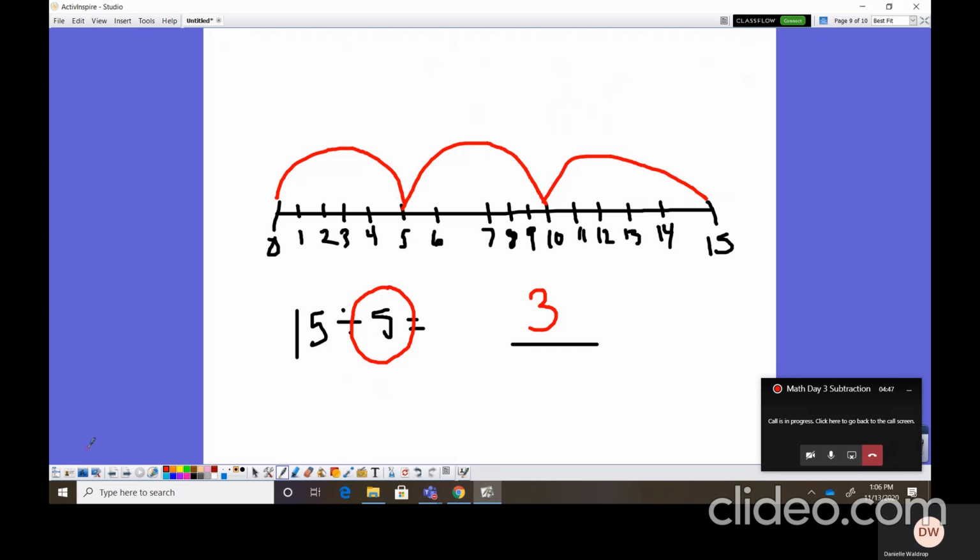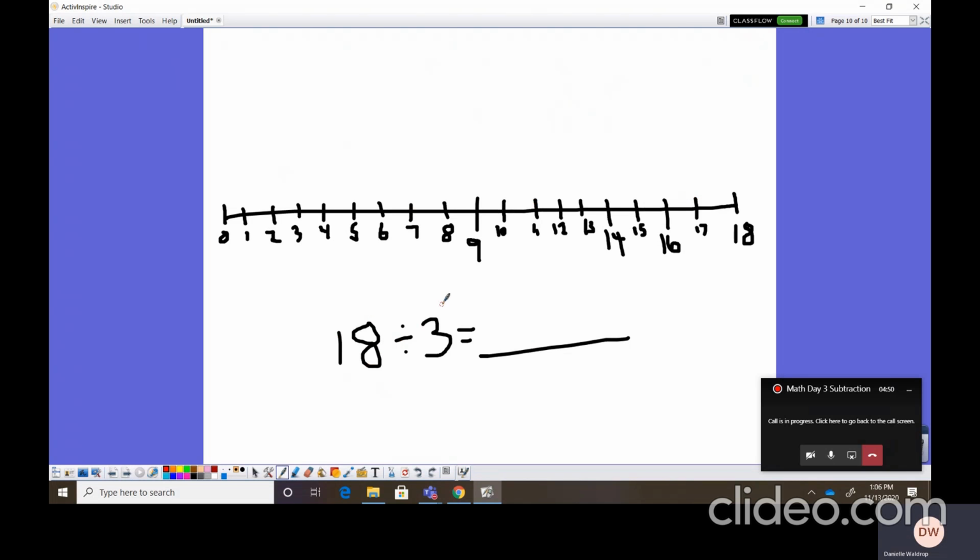Okay. Number 4, 18 divided by 3. 18 divided by 3. 3 is your divisor. That's what we're going to be subtracting each time. We're going to take away 3. So I'm going to come off of 18. I'm going to say 1, 2, 3.